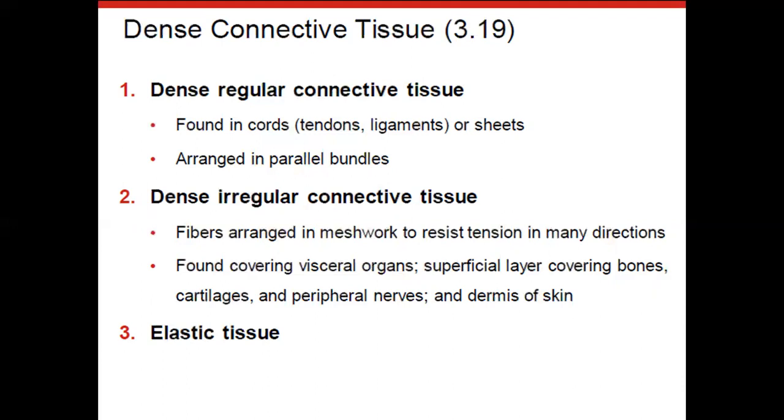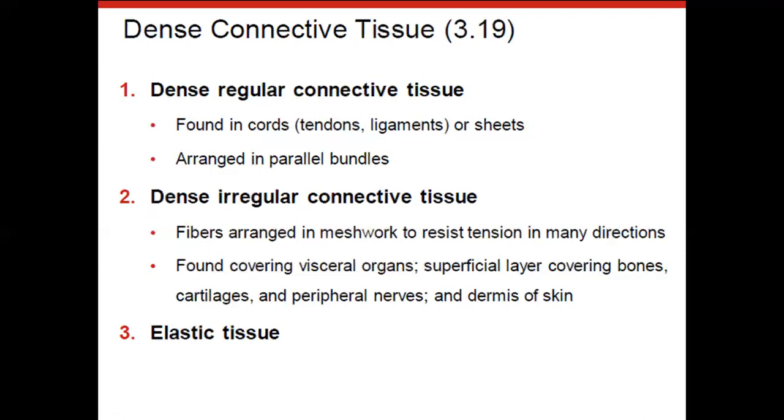They're arranged in parallel to one another. So there are long, thin fibers. Collagen fibers are long and thin, and regularly packed together. In dense irregular connective tissue, the fibers are arranged in a mesh network, so they resist tension in a lot of different directions, whereas dense regular connective tissue will only resist tension in one direction, the direction in which the collagen fibers are running.